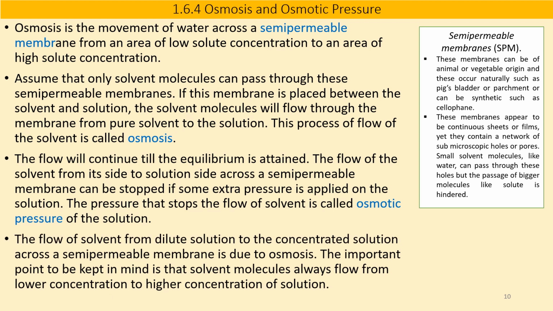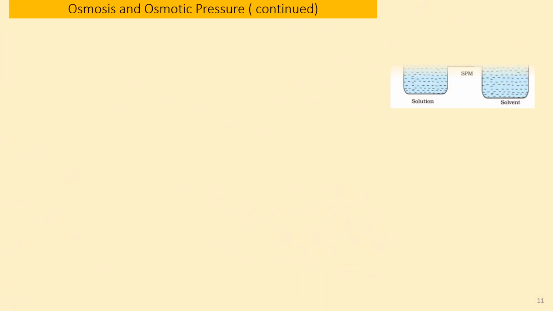The flow of solvent from dilute solution to the concentrated solution across a semi-permeable membrane is due to osmosis. The important point to be kept in mind is that the solvent molecules always flow from lower concentration to the higher concentration. Osmotic pressure of a solution is the excess pressure that must be applied to a solution to prevent osmosis.